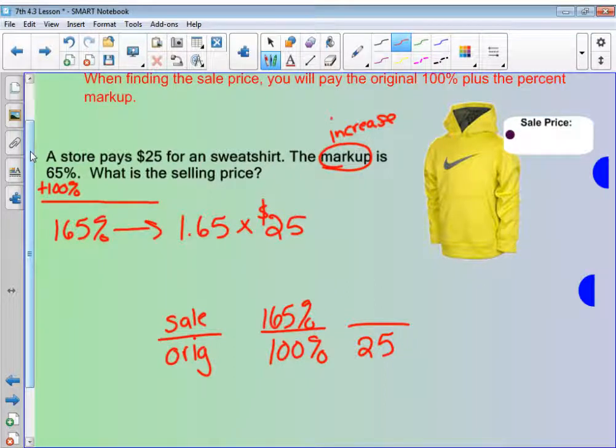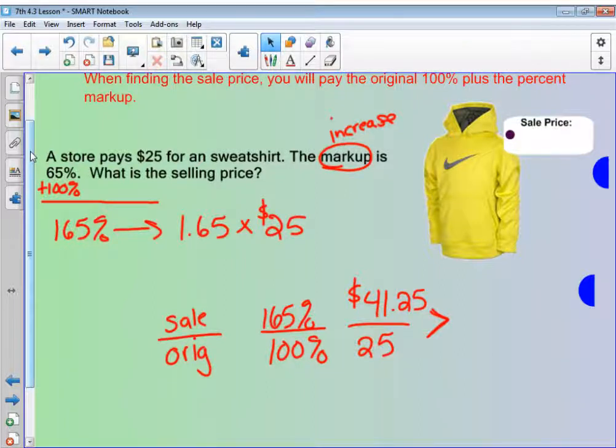And when I do that, I get $41.25. So that's what I'm going to sell the sweatshirt for, $41.25. So I'm going to make a profit of $16.25 on each sweatshirt. And the way that I did that is I subtracted between those. All right, so I want you guys to try this next one.